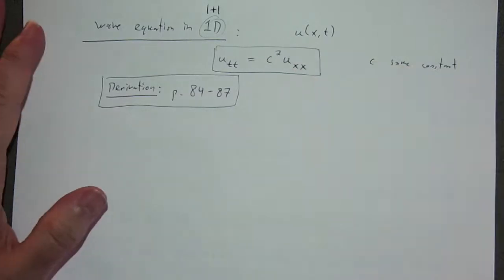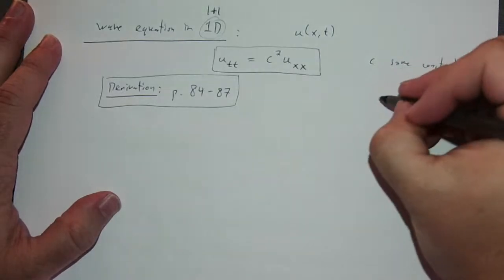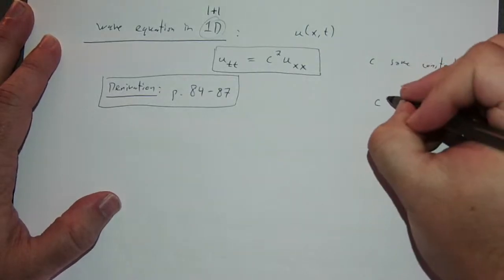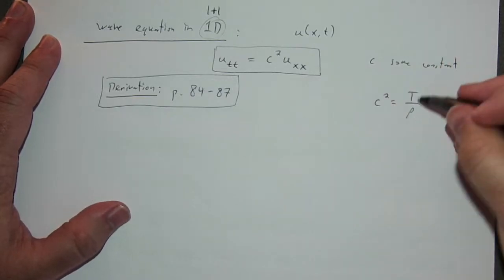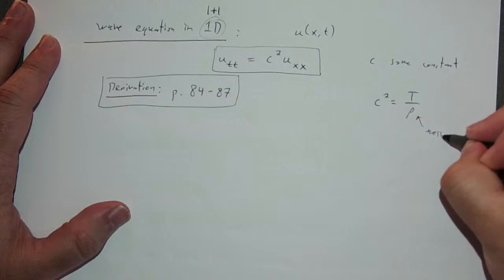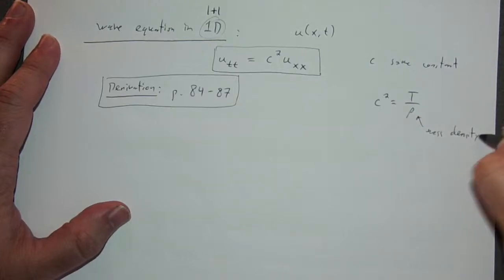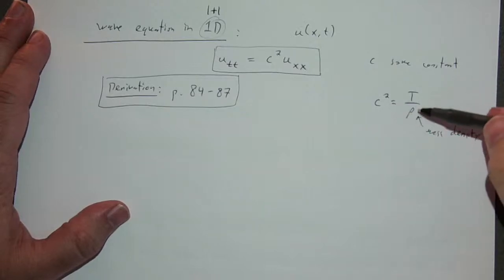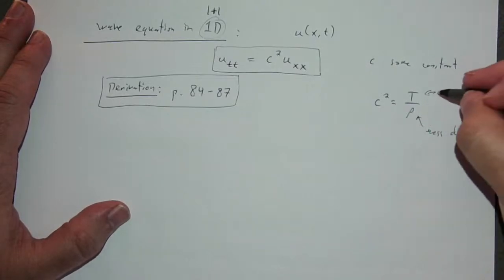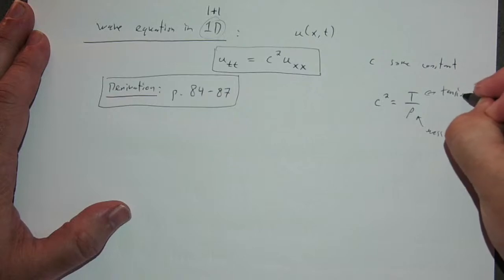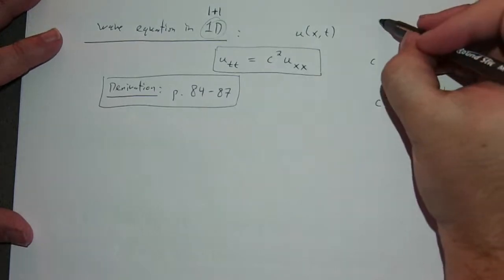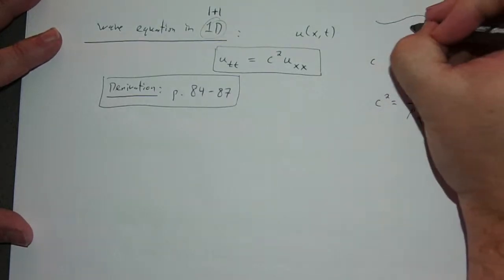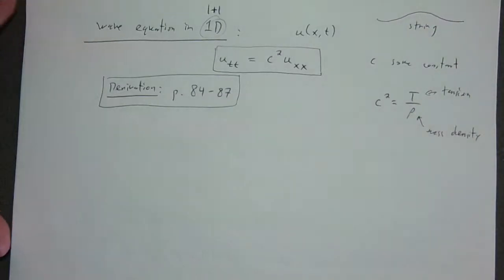What is this c in this derivation? This c squared is like T over rho, where rho is the mass density, which in the simplest case would be taken to be constant, and this T is a constant arising from tension of the one-dimensional thing in question. So the idea is we think about this as a string, right?